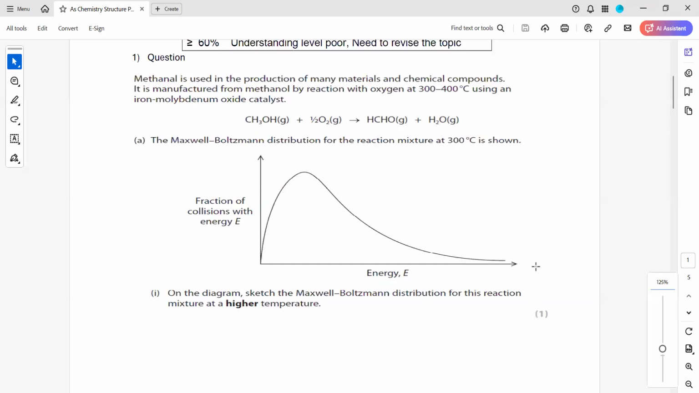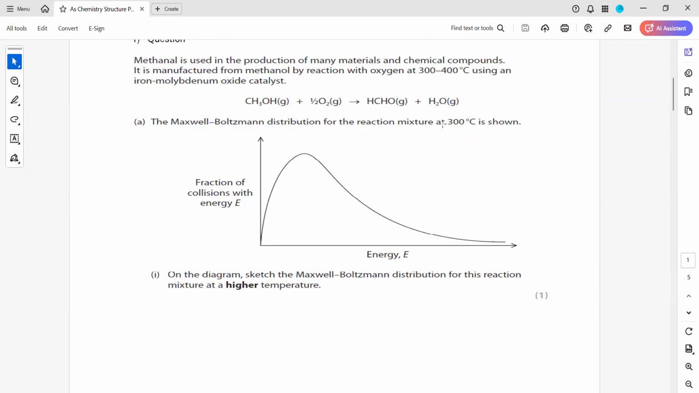Methanol is used in the production of many materials and chemical compounds. It is manufactured from methanol by reacting with oxygen at 300 to 400 degrees centigrade using an iron and molybdenum oxide as a catalyst. The Maxwell-Boltzmann distribution for the reaction mixture at 300 is shown. On the diagram, sketch a distribution for a higher temperature.